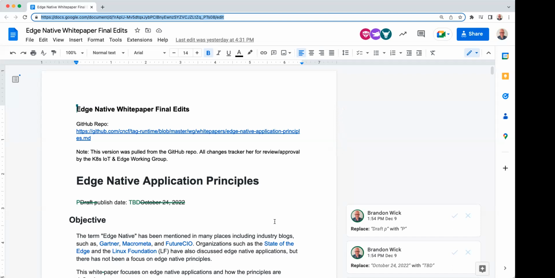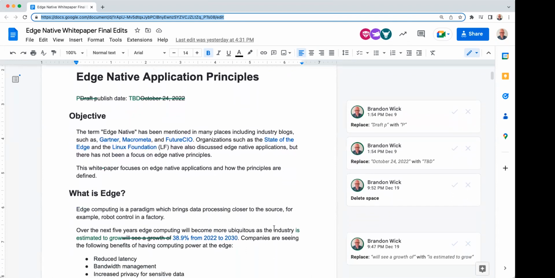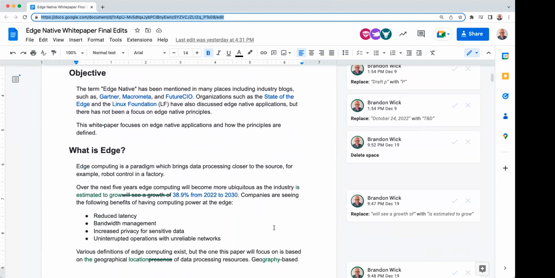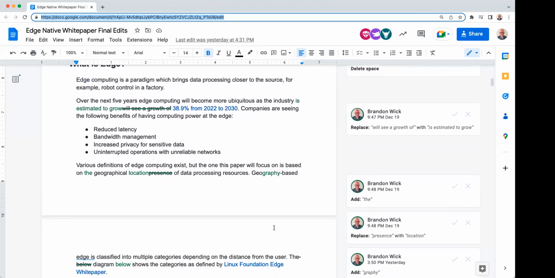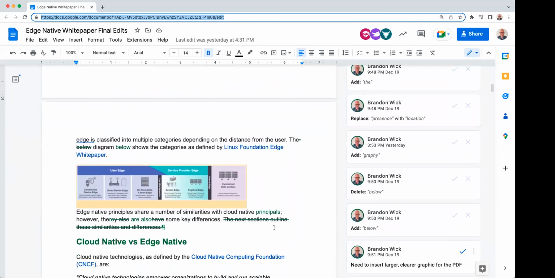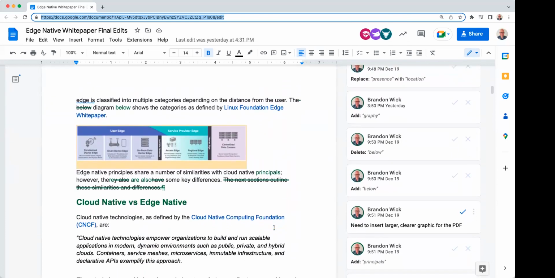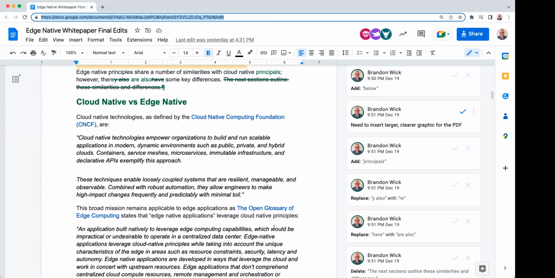So I'll start here up at the beginning. We'll fill in the approximate date once we publish this latest version. Early on, what is Edge? These edits are just for, I think, flow. Here's some extra text I felt wasn't necessary.